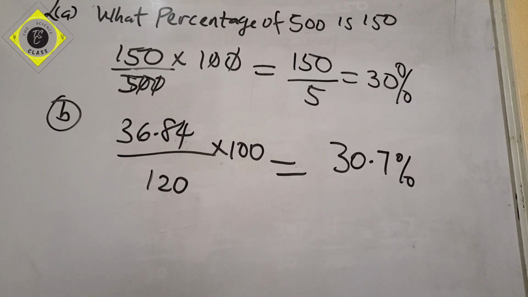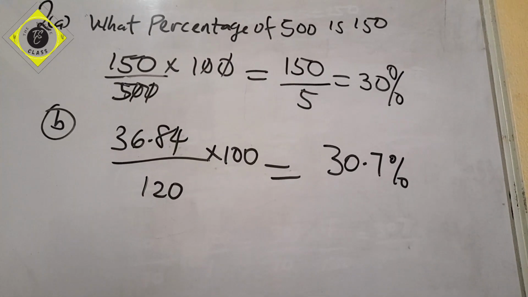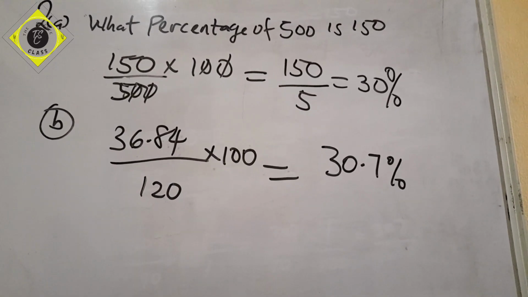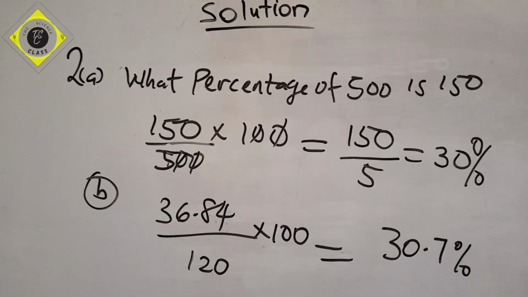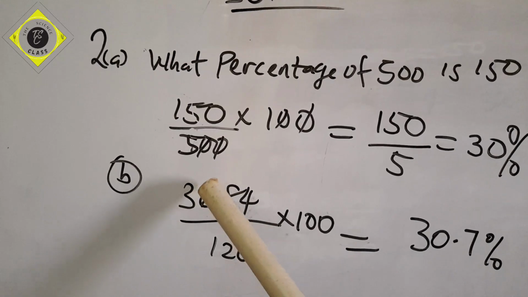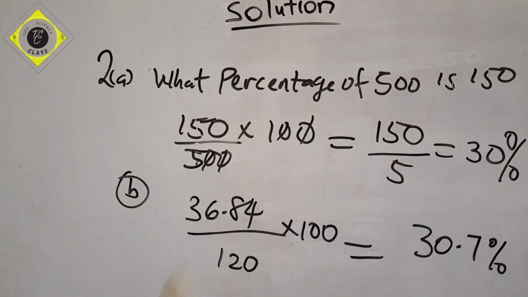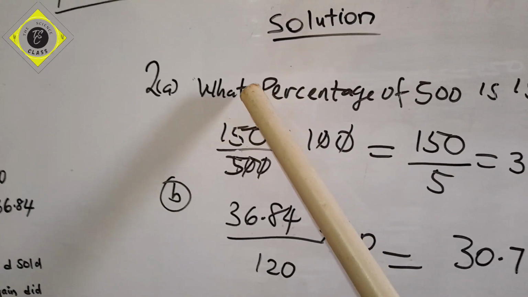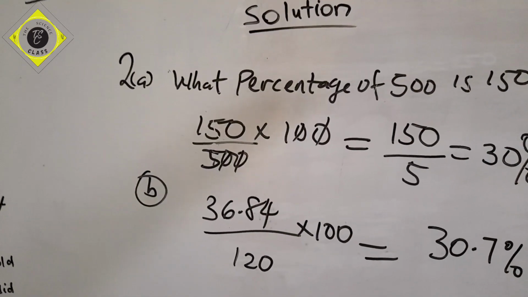Example 2 says, what percentage of 500 is 150? It's just the reverse of what we got in example 1. What percentage of 500 is 150? So in this case, you just say 150 over 500 times 100. What percent? When you see what percent, you know that you are multiplying by 100.